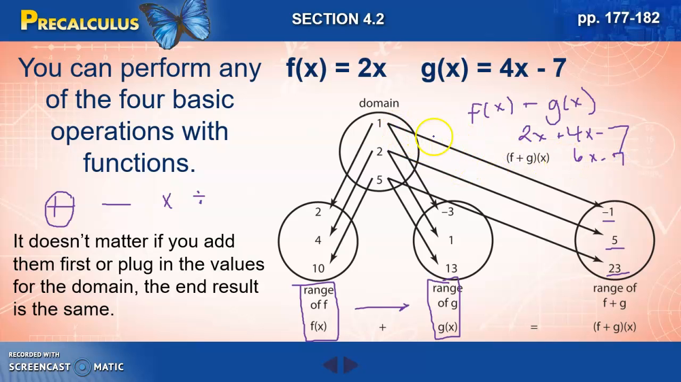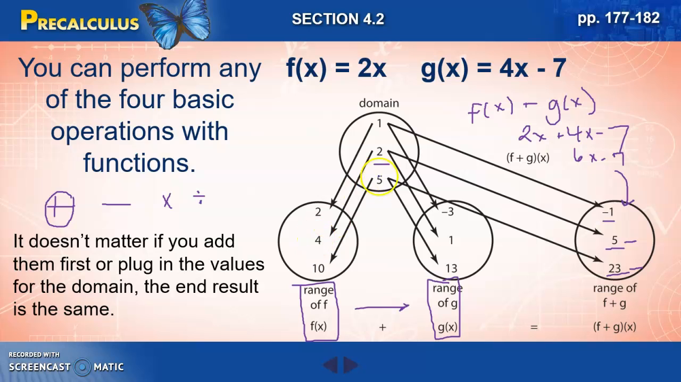And if I plug in those domain values, 6 times 1 is 6, minus 7 is negative 1. Plugging in our 2, 6 times 2 is 12, minus 7, that gives us 5. And plugging in our 5, 6 times 5 is 30, minus 7 is 23.